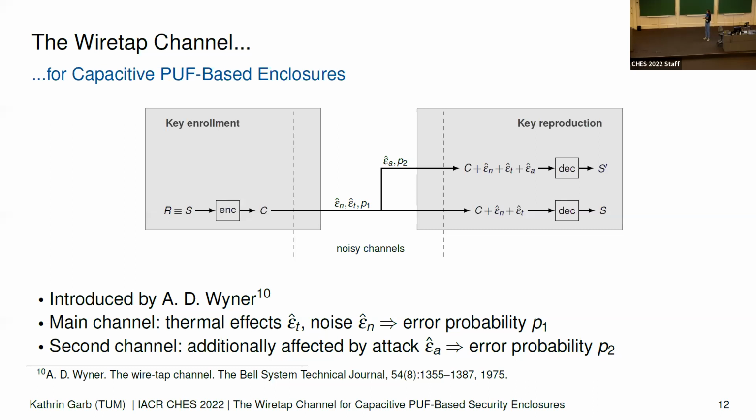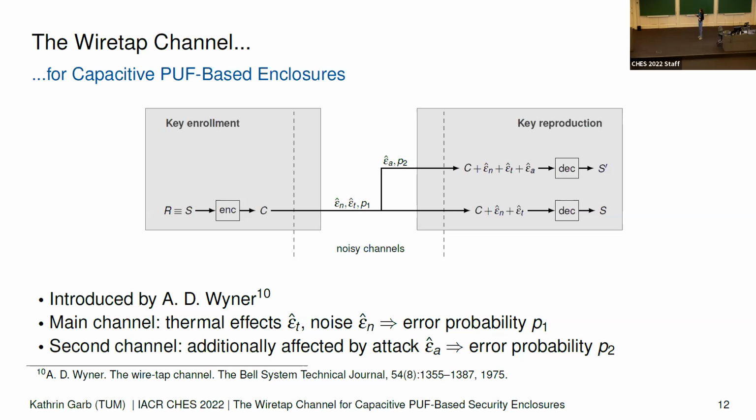The wiretap channel was introduced by Wyner in 1975. And what Wyner assumed is that there are two channels. There's one main channel where the information is transmitted, and there's the second channel where the attacker intercepts the transmission on the main channel. And this is our adaptation of the wiretap channel for the capacitive enclosure. We have the information transmitted on the main channel, which in our case is influenced by thermal effects and noise. So on this channel, we have a certain error probability P1.